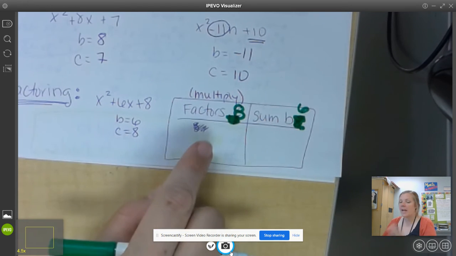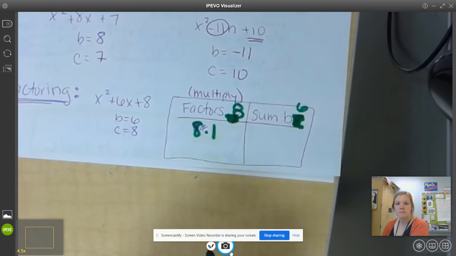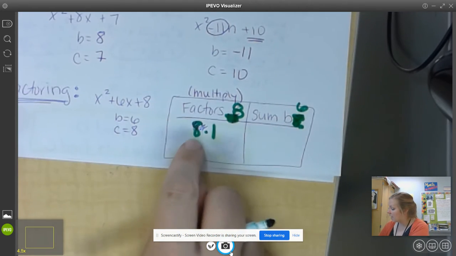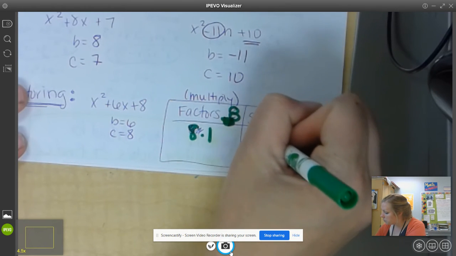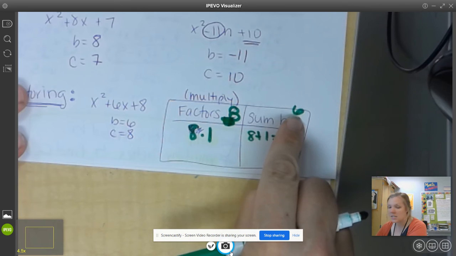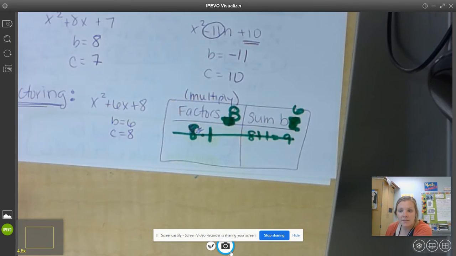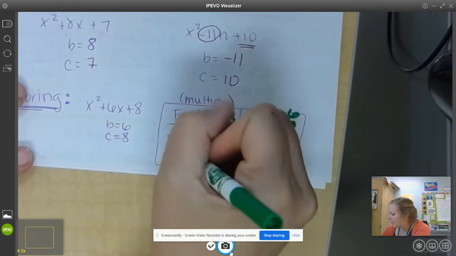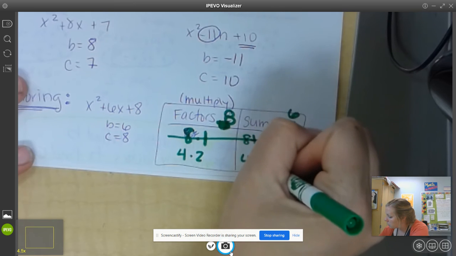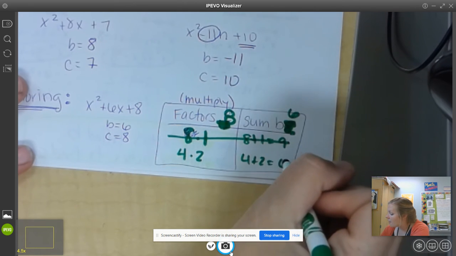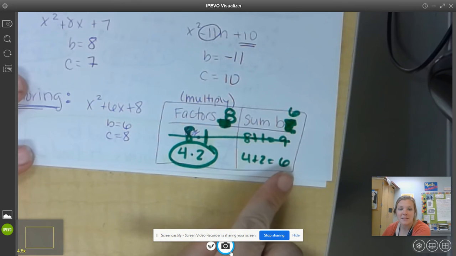Okay, so we have to then brainstorm. What numbers multiply to be 8? Well, 8 times 1. And then we're going to add them. 8 plus 1 is 9, and we needed to equal 6. So this is not the right factor. Then we have to think of other two numbers that multiply to be 8. 4 times 2 is 8. 4 plus 2 is 6. That's what I wanted. I wanted them to multiply to be 8 and add to be 6.